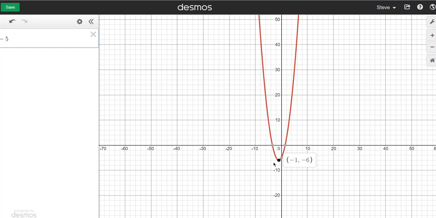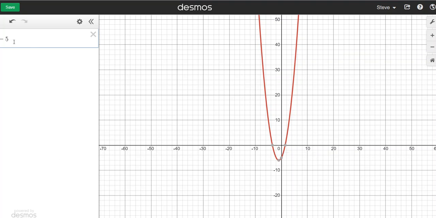The end behavior will be: as x gets really big, the function gets really big, and as x gets really small, the function gets really big. So this is just like before from the previous section, right?